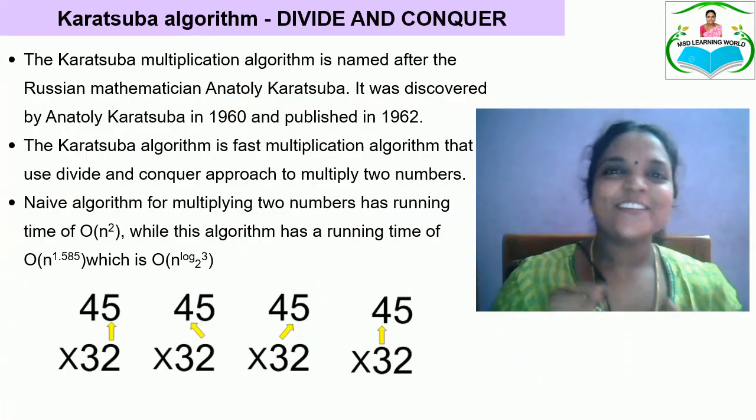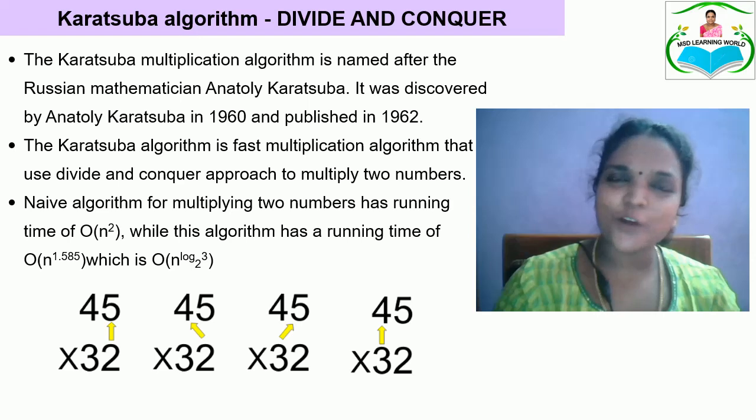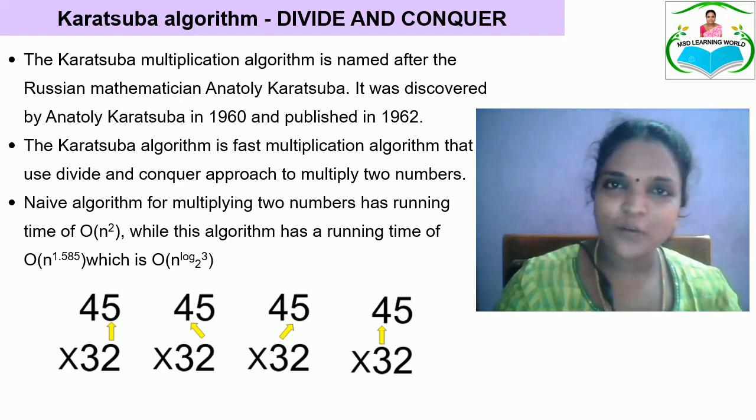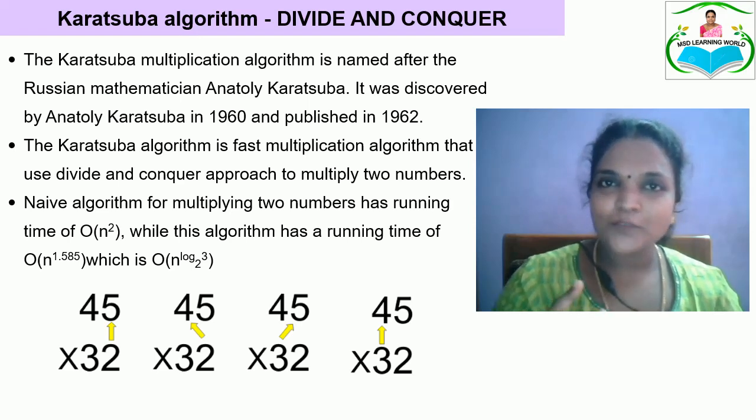Hello everyone. So in this video, let us see how the normal multiplication can be performed by using divide and conquer. We know how the multiplication is performed. For example, when we take the number 45 into 32, you have two values in the first number and you have two values in the second number.